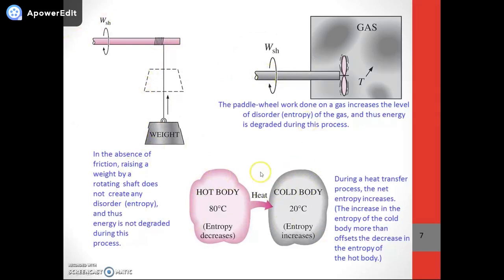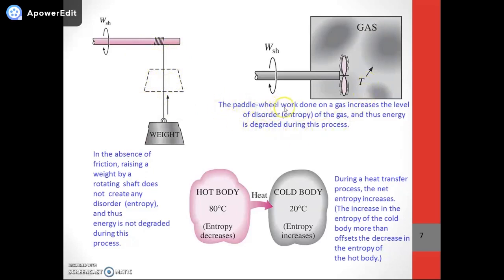These are examples related to entropy. In this situation, you have a shaft with some weight. In the absence of friction, raising a weight by a rotating shaft does not create any disorder, and thus energy is not degraded during this process. It does not involve entropy.